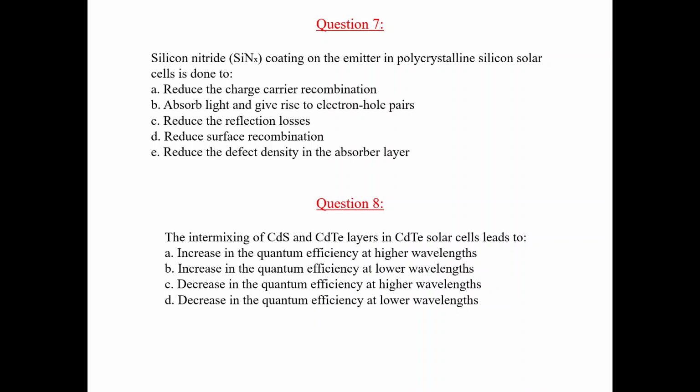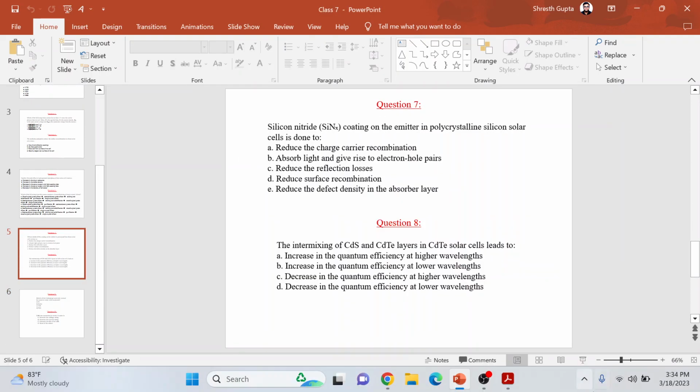Where do we coat it? Do you have any idea? Just before the contact, this upper layer. So we can simply say it is an anti-reflection coating. A silicon nitride layer is used to reduce a cell's front surface reflection, and it is also beneficial in order to minimize the recombination at the silicon surface. It uses the concept of constructive interference to reduce the reflection, which I was showing in the video.